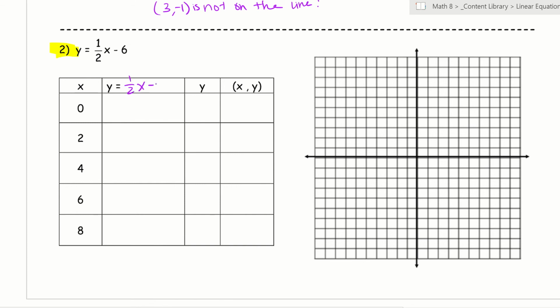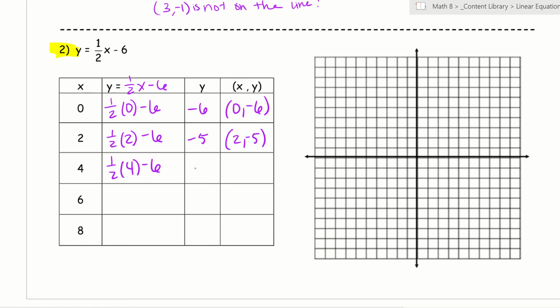y equals 1/2 x minus 6. y equals 1/2, my x is 0, minus 6. Well, 1/2 times 0 is 0. Minus 6 is negative 6. My coordinate point becomes (0, negative 6). Likewise, 1/2 times 2 minus 6. 1/2 times 2 would be 2 over 2, which is 1. Minus 6 is negative 5. So I'm just going to continue on. 1/2 of 4 minus 6. 1/2 of 4 is 2. Minus 6 is negative 4.